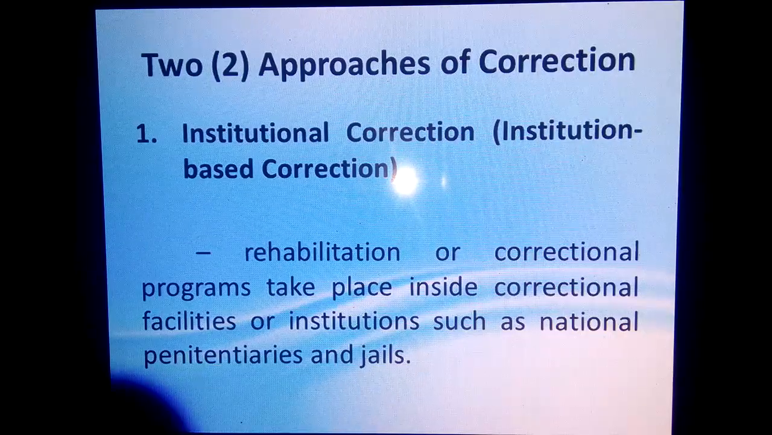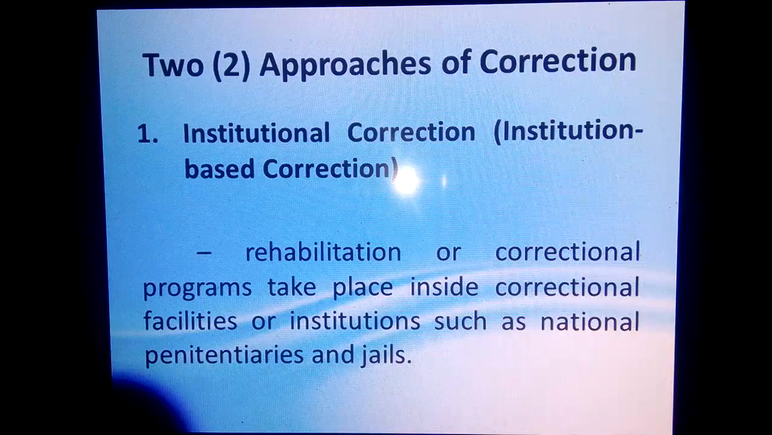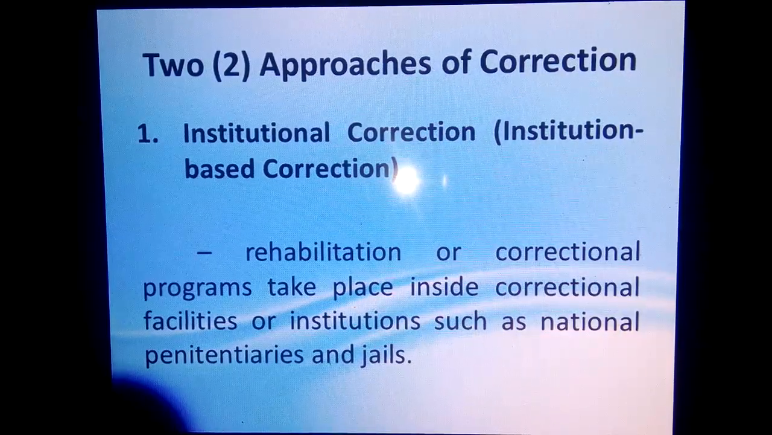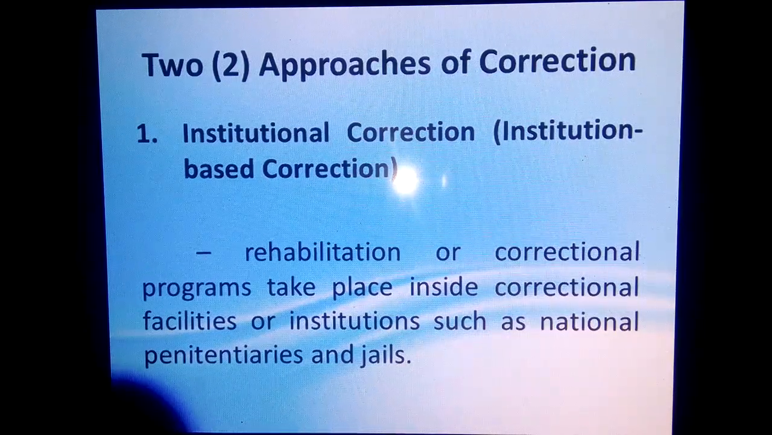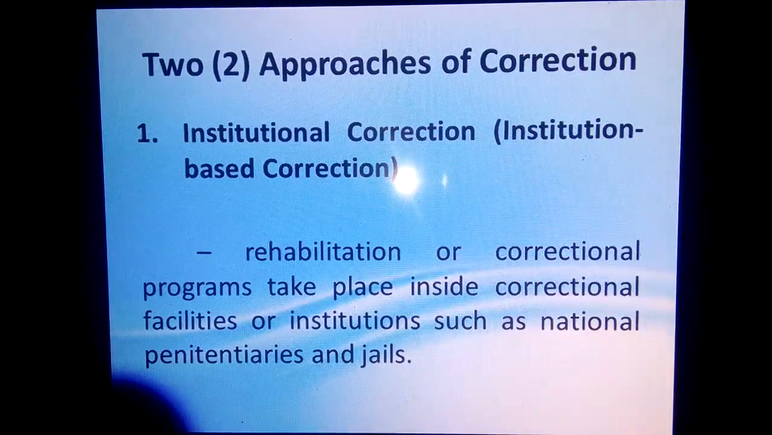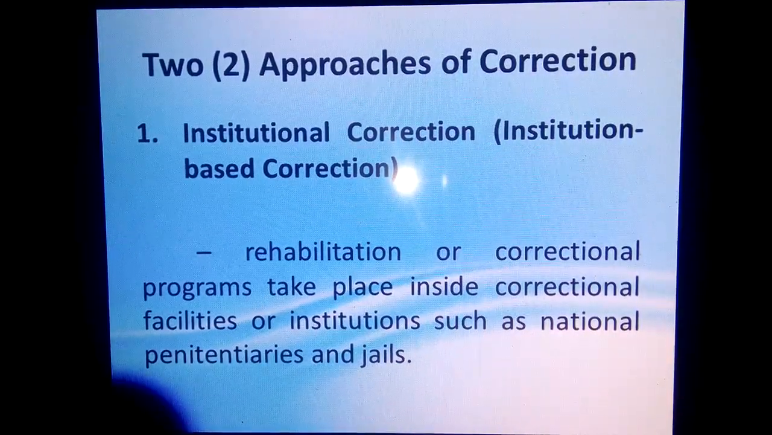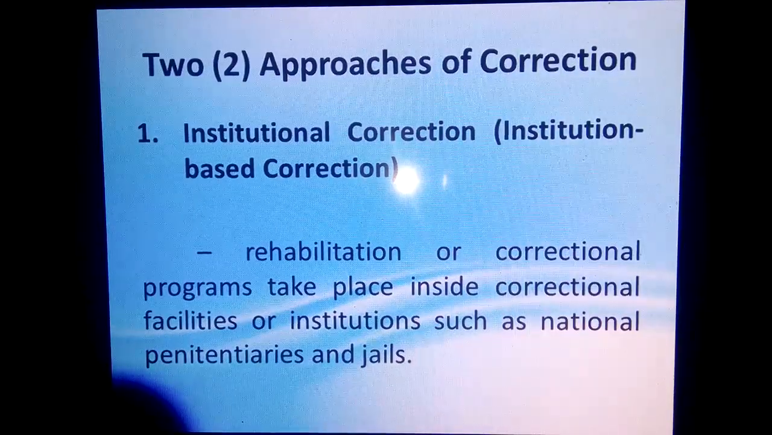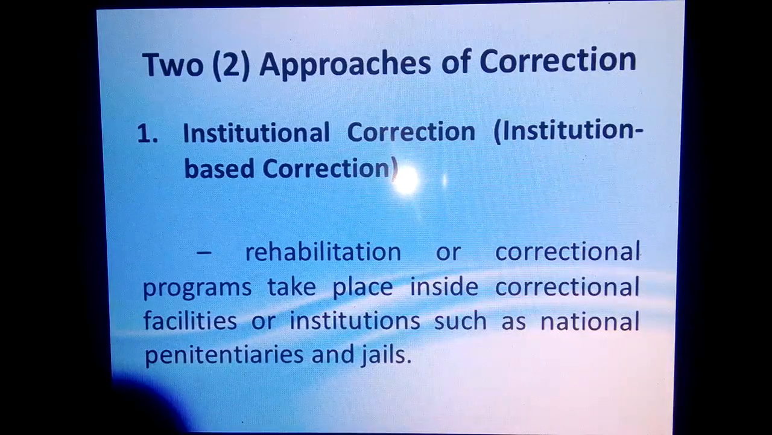also known as insular prisoners. While in jail, we have different levels or types of jails. We have the city jail, the municipal jail, the provincial jail, and also the lockup jail. Don't worry, we will have a separate discussion on these national penitentiaries and the different types of jails in a separate presentation. So for now, institutional correction, or institution-based correction, is a type of reformation or rehabilitation of persons deprived of liberty while serving their sentence inside a penal institution or correctional facilities.